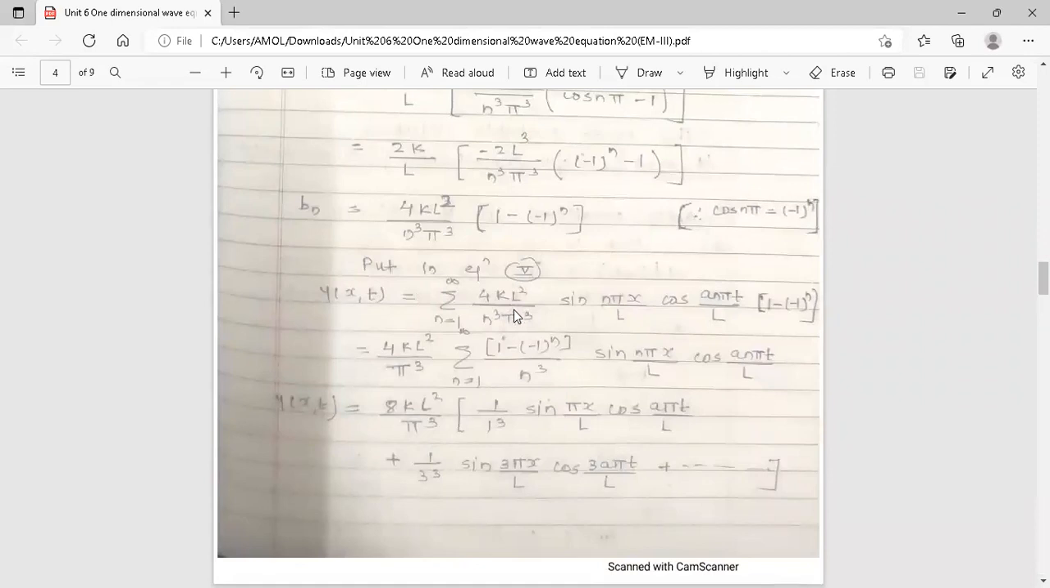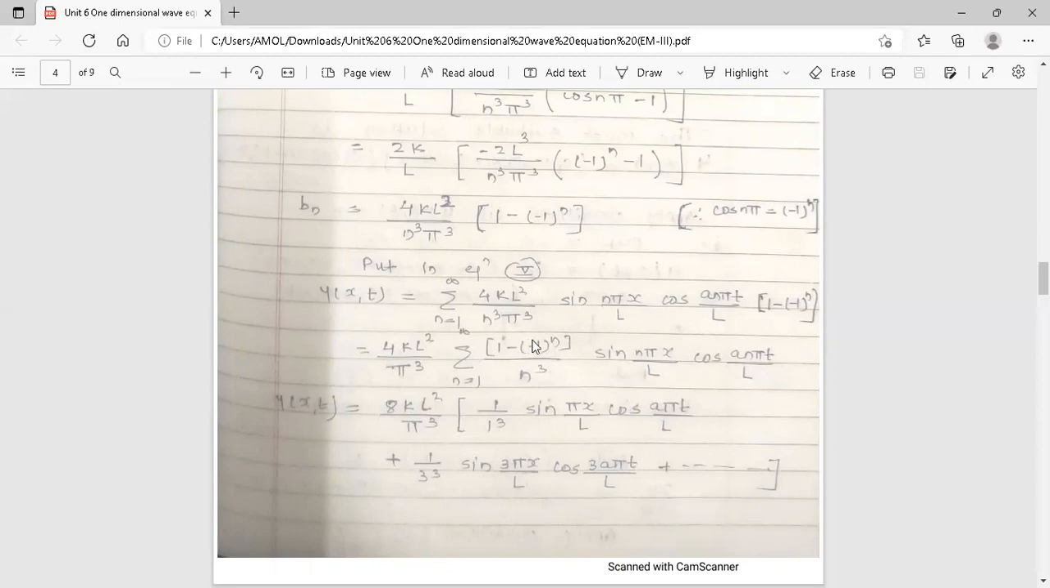y of x,t is equal to summation 4k l square upon n cube pi cube into sine of n pi x upon l into cos of n pi a t upon l into 1 minus minus 1 raised to n, because the term Bn is here, this complete term. We put the Bn into the remaining term in equation number 5. You know that minus 1 raised to n is 1 when n is even and it is minus 1 when n is odd. So when n is odd, this term will be non-zero. If n is even, then this complete term will be 0. So you'll get only odd terms here.